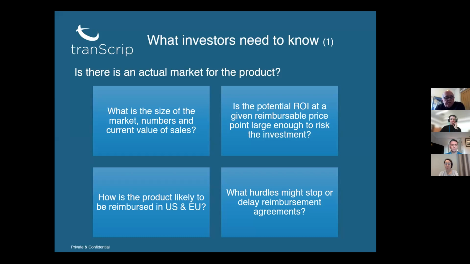So I'm going to move tracks now. Are there any additional questions that have been raised since we started?